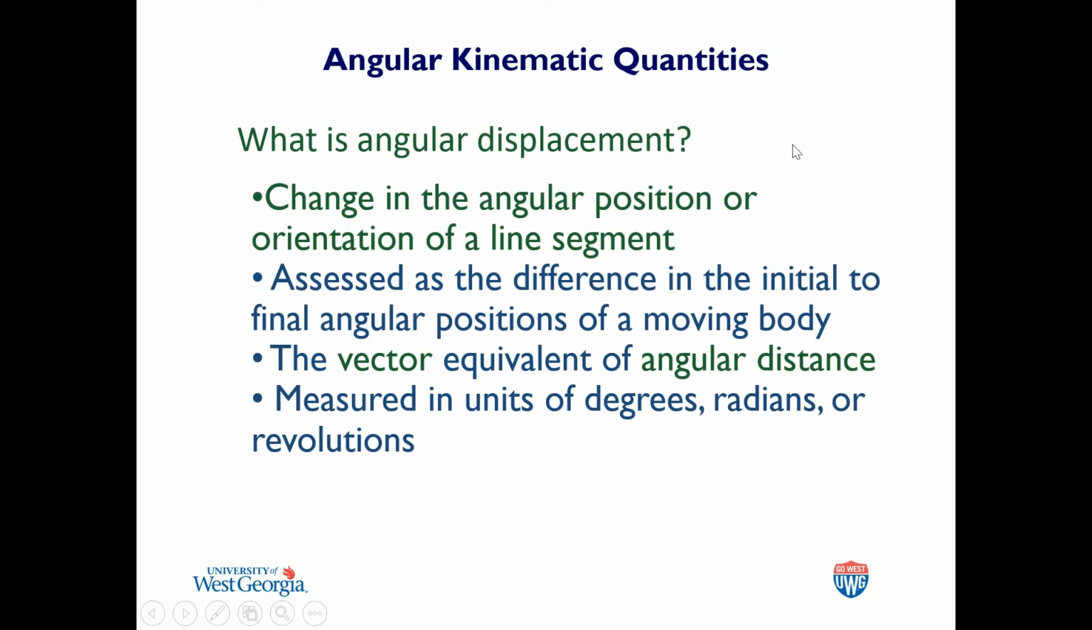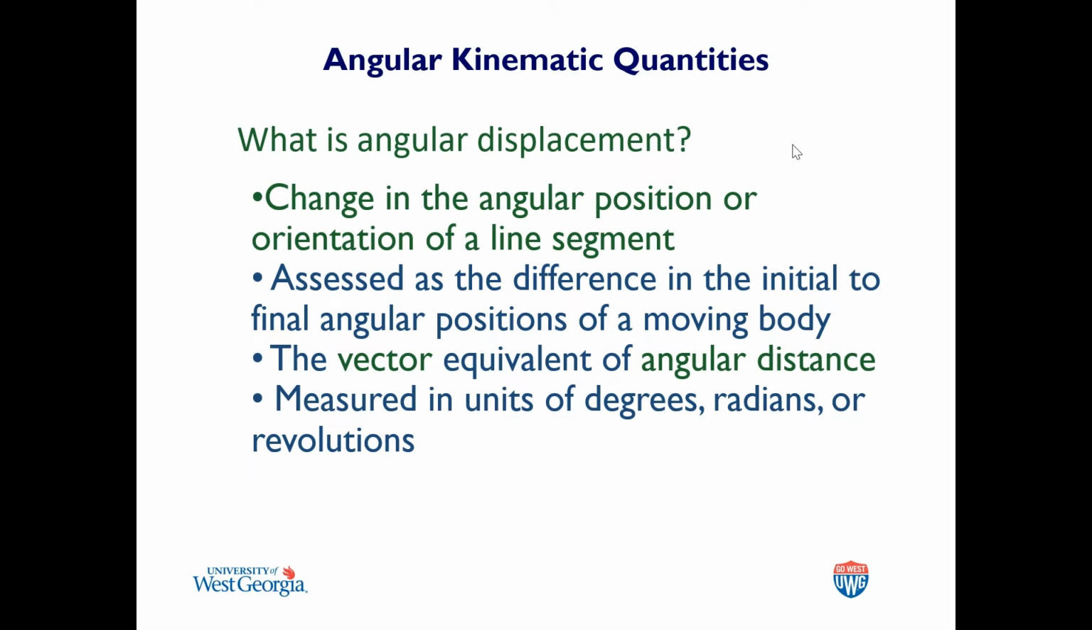So when we're measuring this, we may also want to look at what is called angular displacement. Remember that displacement is simply the change in an angle position or orientation of a line segment. Displacement is how far we moved in that angular position. It's assessed as the difference in the initial to the final angular position of a moving body. So it's from beginning to end. It doesn't matter what happens in between.